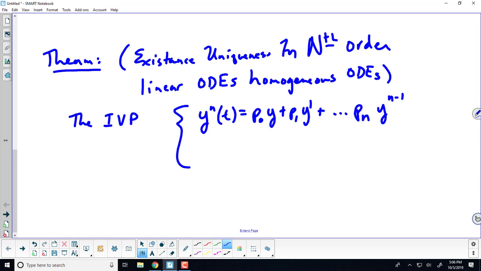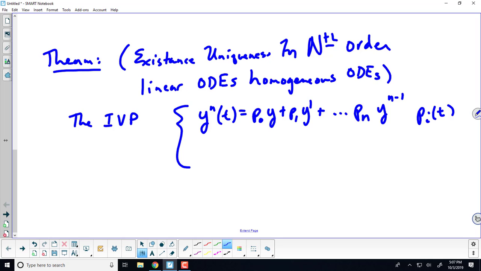And on the left-hand side, you get the nth derivative. On the right-hand side, you've got all the lower order derivatives and their coefficient functions. It's linear because each coefficient function is a p_i of t. It depends only on t. So what else do we need? If it's going to be an initial value problem, we need some initial conditions. And in fact, for this to work, we need to have n of them.